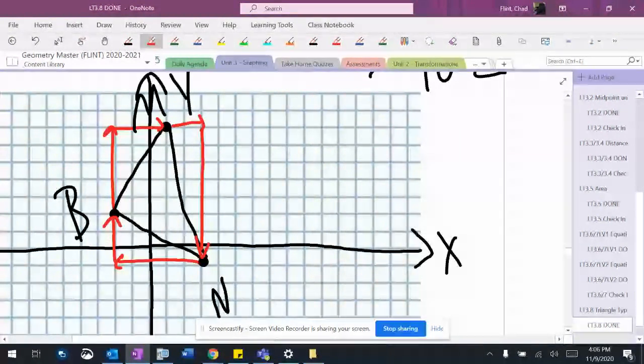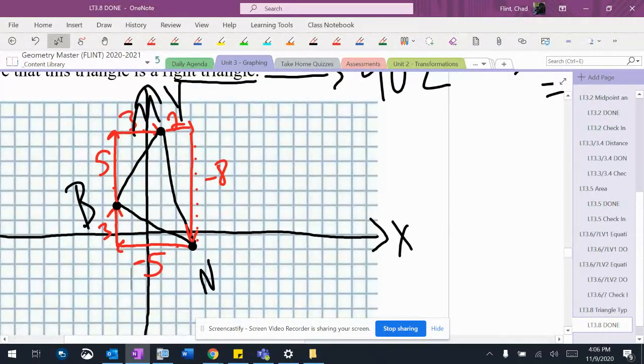So let's count these. 1, 2, 3, 4, 5 positive. 1, 2, 3 positive. 2 positive. 1, 2, 3, 4, 5, 6, 8. And 1, 2, 3, 4, 5. And that's negative 5. It's going to go up. So I got those things right there for the slope.